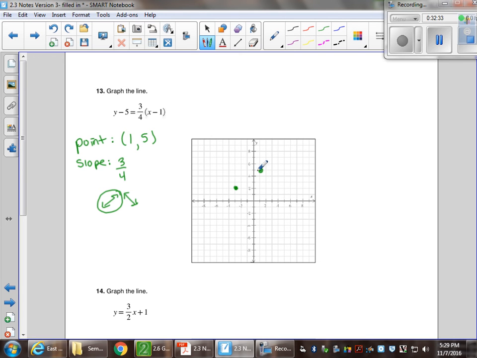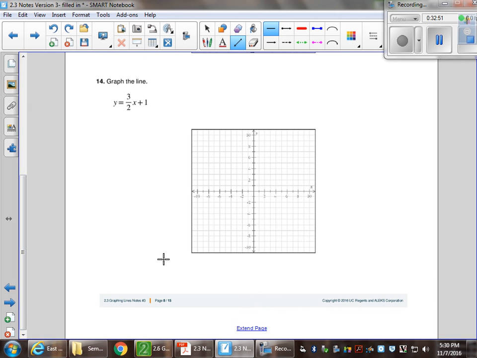Let's just practice one more point. How about we go up 3? 1, 2, 3. Now I'm going to go to the right 4. 1, 2, 3, 4. And there's my line. Great job, guys.